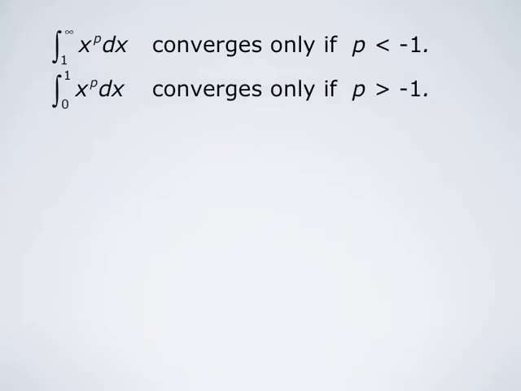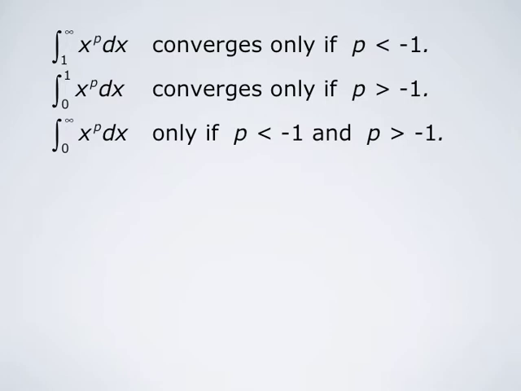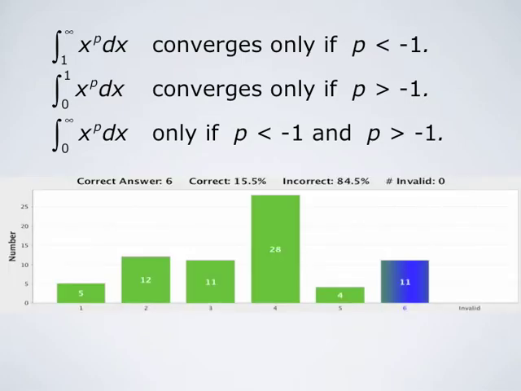And by the first question we know that the integral from 0 to 1 of x to the power p dx converges only if p is greater than -1. And this means that the integral from 0 to infinity of x to the power p dx converges only if both of these integrals above converge. And this means that p is both less than -1 and greater than -1. There are no such numbers. Therefore, the integral from 0 to infinity of x to the power p dx does not converge for any value of p. And here, therefore, the last answer choice is correct, number 6.